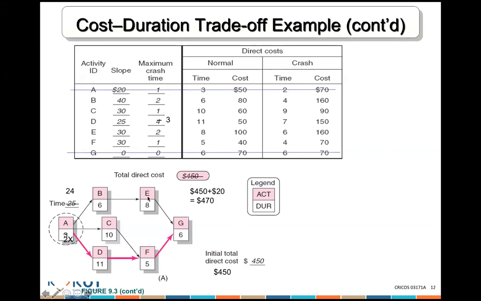Count it. A, B, E, G is 6 plus 6, 12, plus 8, 20, plus 2 is 22. A, D, F, G is 24. So which one is the critical path? It's the longest. Make sense? Thank you, sir. That's why we reduce the D, because we have to only reduce the activity which is on a critical path. Yes, and the cheapest activity, not any activity, the cheapest activity. Make sense?